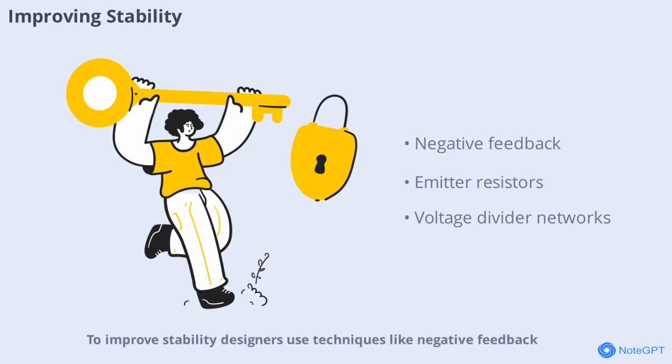To improve stability, designers use techniques like negative feedback, emitter resistors, and voltage divider networks. These methods help keep the operating point steady even if the transistor's characteristics or the environment change. Stability is key for consistent amplifier performance.